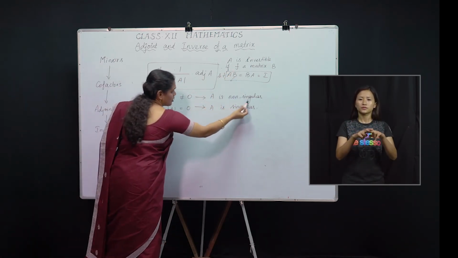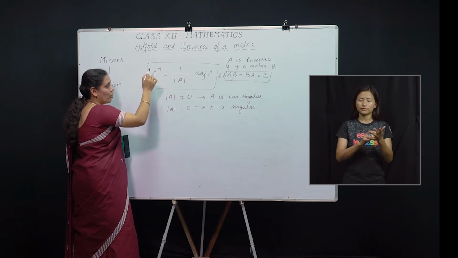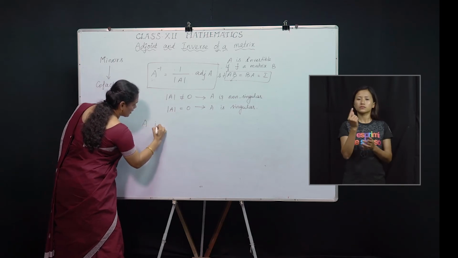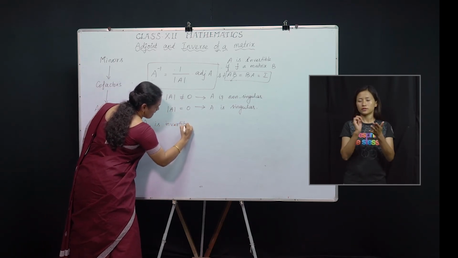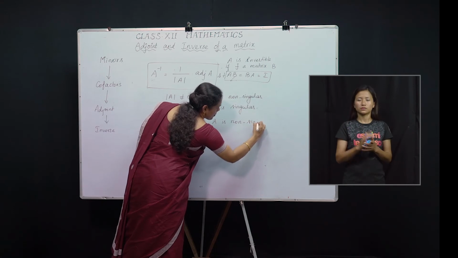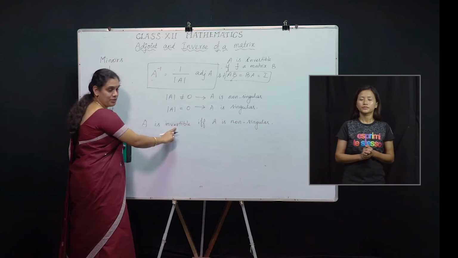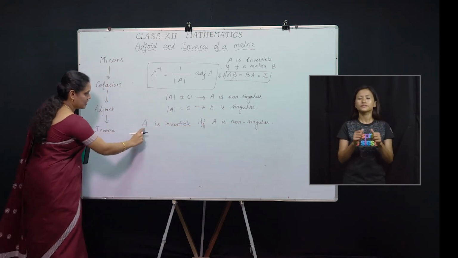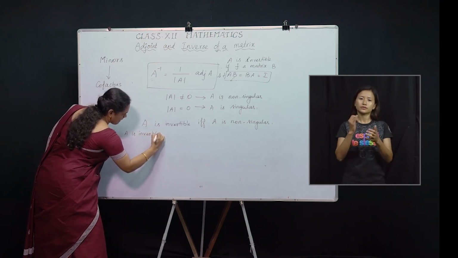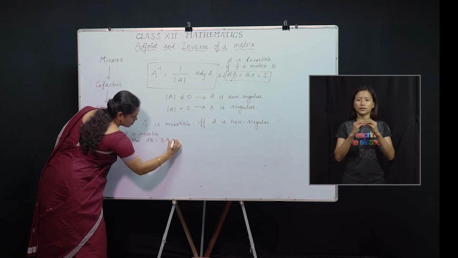If A is non-singular, then the inverse exists. If A is having an inverse, or A is invertible, then we say that matrix A is non-singular. So it gives us the result: A is invertible if and only if A is non-singular. Suppose, I will take the first condition, A is invertible, then it satisfies the condition AB equals BA equals I, right?